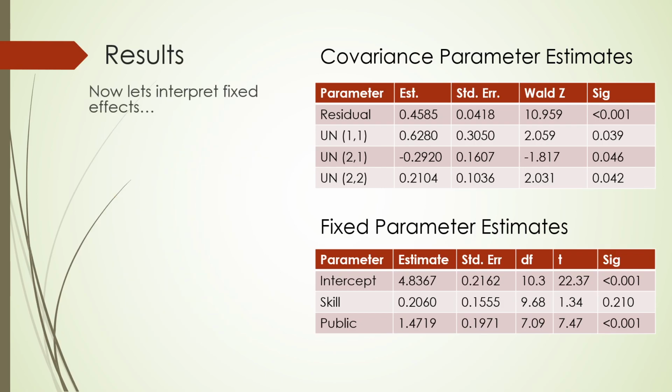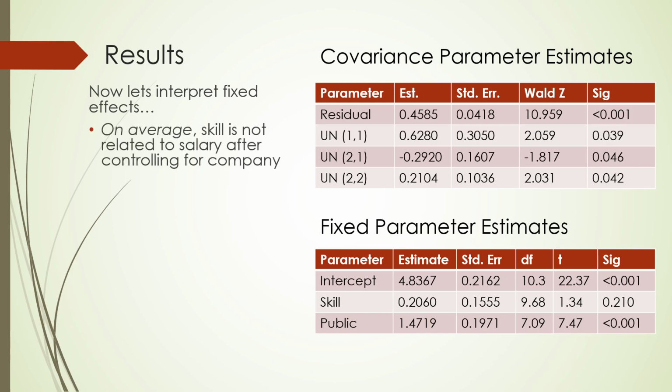But now let's interpret these fixed effects. In this particular model, and again, it's important to realize this is not actually data on this particular situation, but skill is not related to salary after controlling for company. After controlling for what company you come from. Now that includes the public-private, so I don't necessarily need to add public-private on there, but I guess you could if you wanted to because we did additionally explicitly model that.